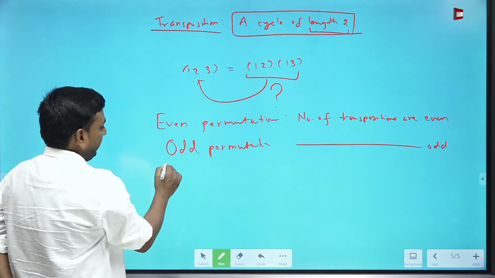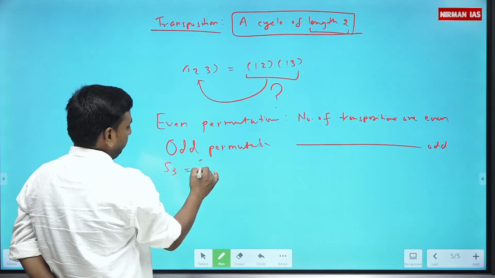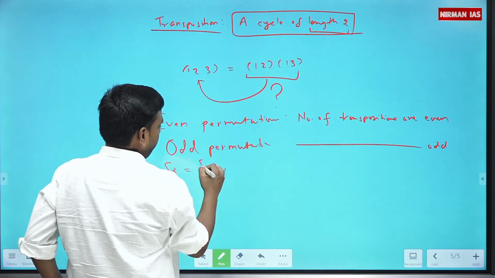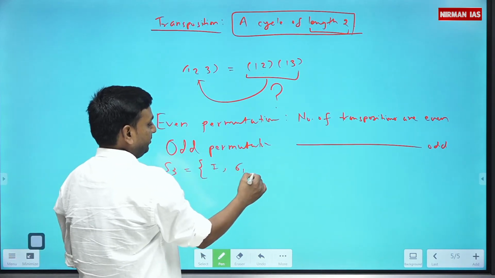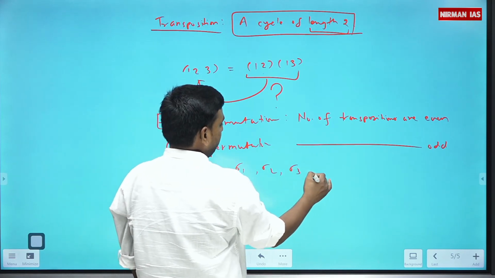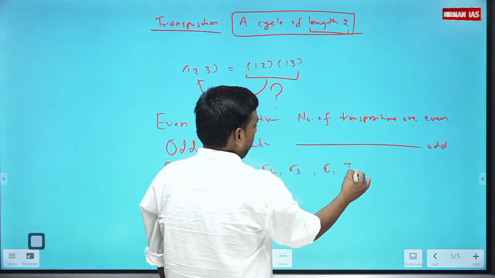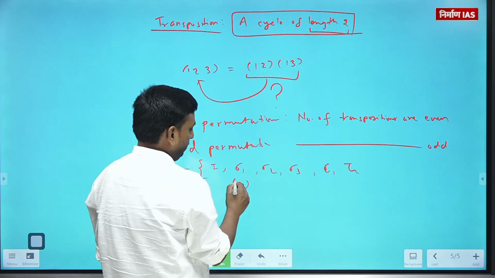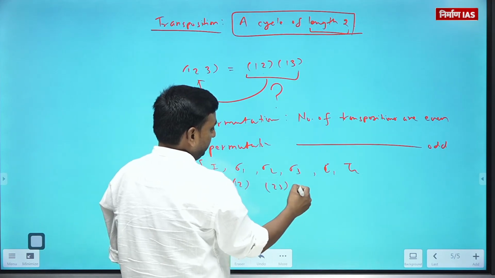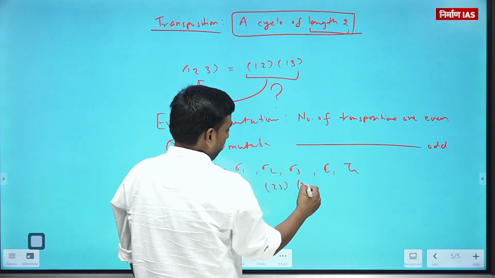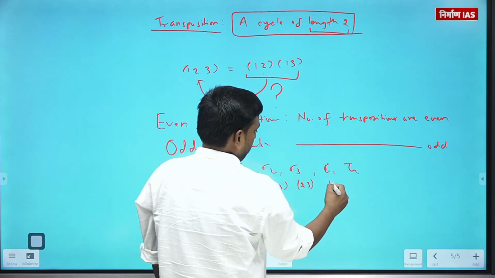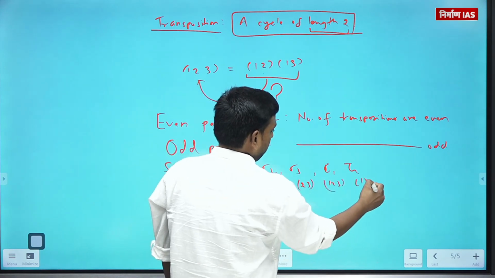So, if I talk about S3, what is it? I, sigma 1, sigma 2, sigma 3, tau 1, tau 2. What is sigma 1? (1 2), (2 3), (1 3), (1 2 3), (1 3 2).